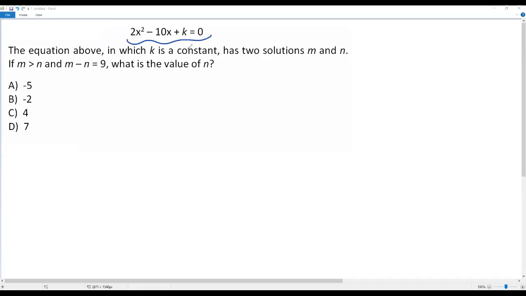Okay, for this quadratic equation, there are two solutions and they are m and n, where m is greater than n, and also we have a linear equation in terms of m and n, that is m − n = 9. We have to solve for n. Okay, now let me consider the stuff over here.